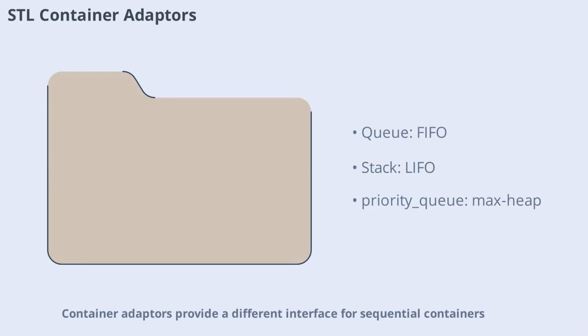Container adapters provide a different interface for sequential containers. The main adapters are queue, priority queue, and stack. These adapters use underlying containers like vector or deque, but restrict access to provide specific behaviors, such as FIFO for queues and LIFO for stacks. This abstraction makes it easier to implement common data structures without reinventing the wheel.